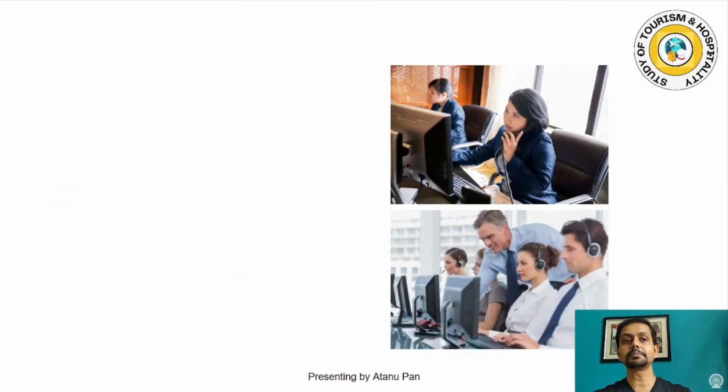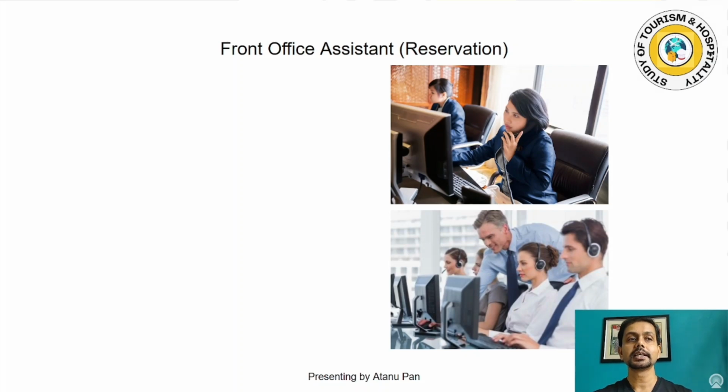Next, with this picture you can easily understand this is the front office assistant, reservation. Reservation is a very important section in the front office department, because without reservation the future of a hotel is totally blank. From the reservation only, a hotel can predict what the occupancy level will be for the future.